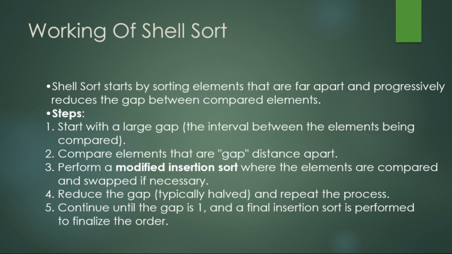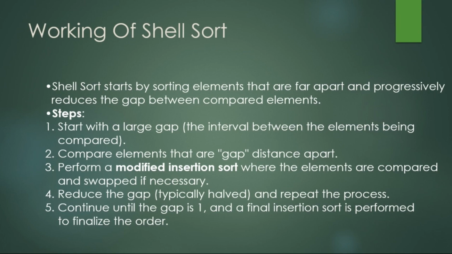Suppose the gap is 4, then elements that are 4 spaces distant are compared and are swapped after comparison. Perform a modified insertion sort where the elements are compared and swapped if necessary, as I said before. Then reduce the gap, typically by half, and repeat the process. We continue this process until the gap is 1 and a final insertion sort is performed to finalize the order.